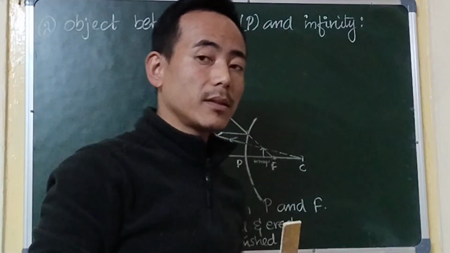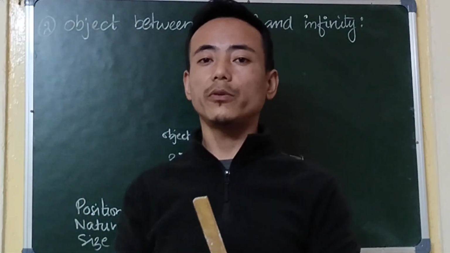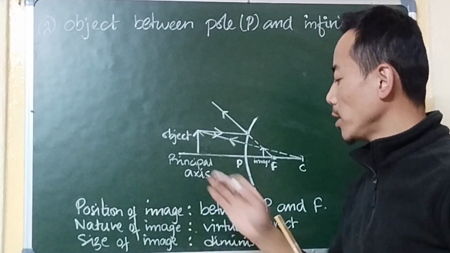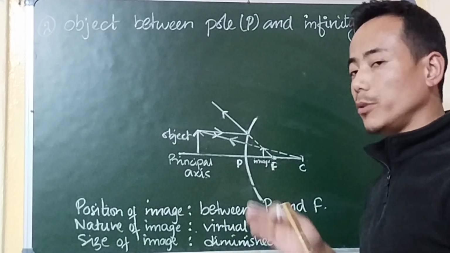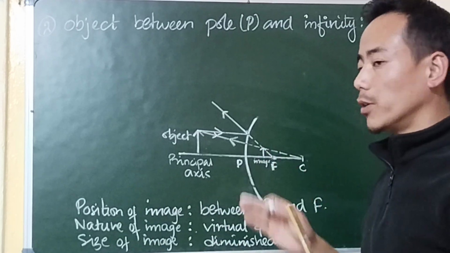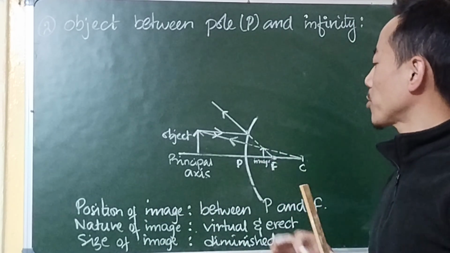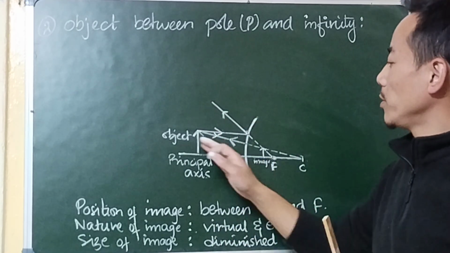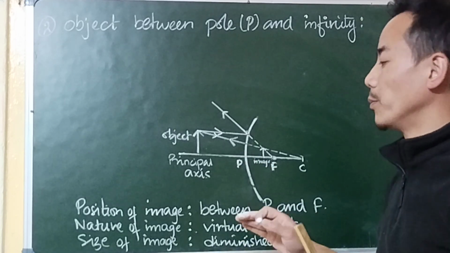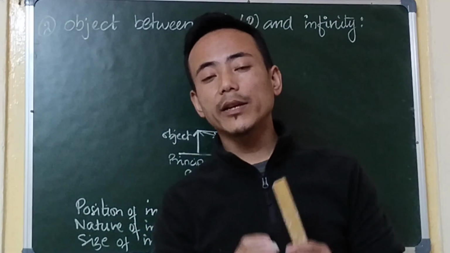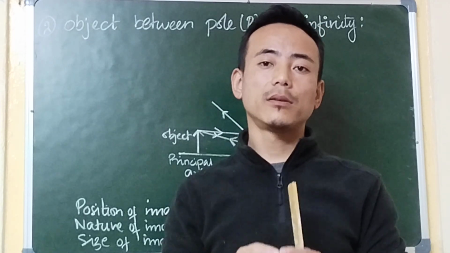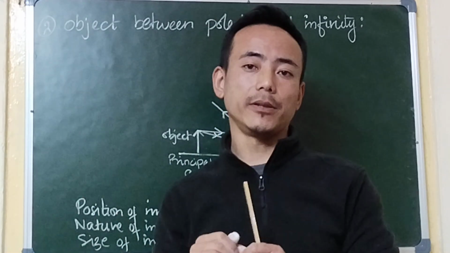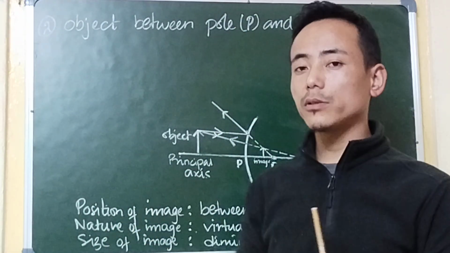So in the second case, when the object is between infinity and pole, what do we find? Using the two rules, we will form the image first, and we will find that the position of the image is between pole and the focus of the mirror. The nature of the image will be virtual and erect because it is formed due to the intersection of the reflected rays when produced backwards. And the third thing, the image size will be smaller than the object size, which means the image will be diminished. So in a convex mirror, we have only two cases. The first case when the object is at infinity, and the second case when the object is between pole and infinity. Alright, so this case is important for the convex mirror.